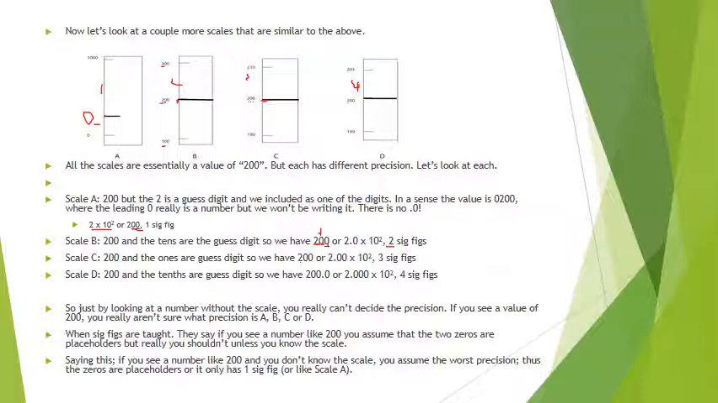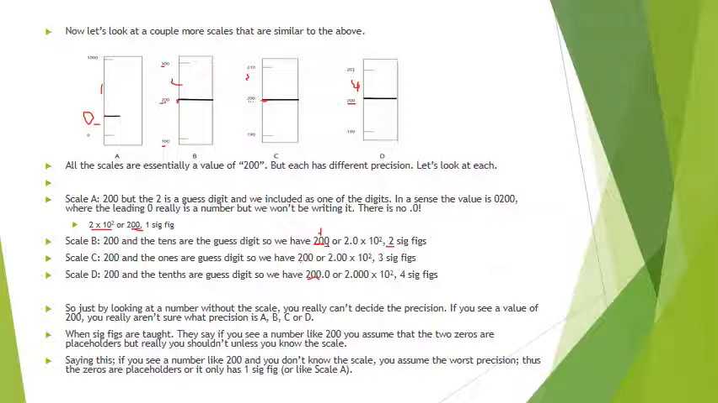Okay, scale D now goes to the ones, and then you're allowed to go to the tenths, okay? So it's 2, 0, 0. We're sure of all 3 of those digits, and then we're allowed to have one guess digit, which is a 0, okay? So now this is 200.0, or in terms of scientific notation, 2.000 times 10 to the second.